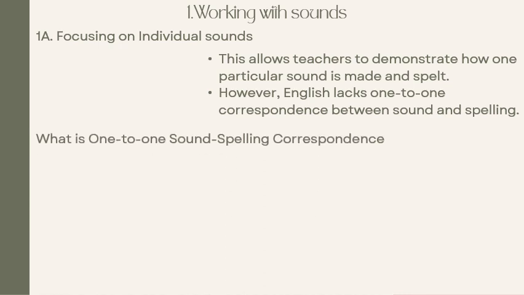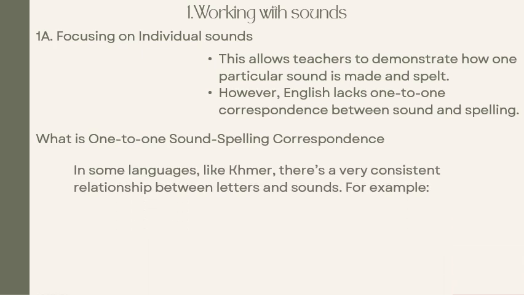To analyze that, I'm going to use examples from our own language and compare them with English. In some languages like Khmer, there's a strong one-to-one correspondence between sounds and letters. This means that for every sound, there's usually one specific letter, and that letter always represents the same sound. This makes it easier for speakers of Khmer to learn how to pronounce words based on their spelling.